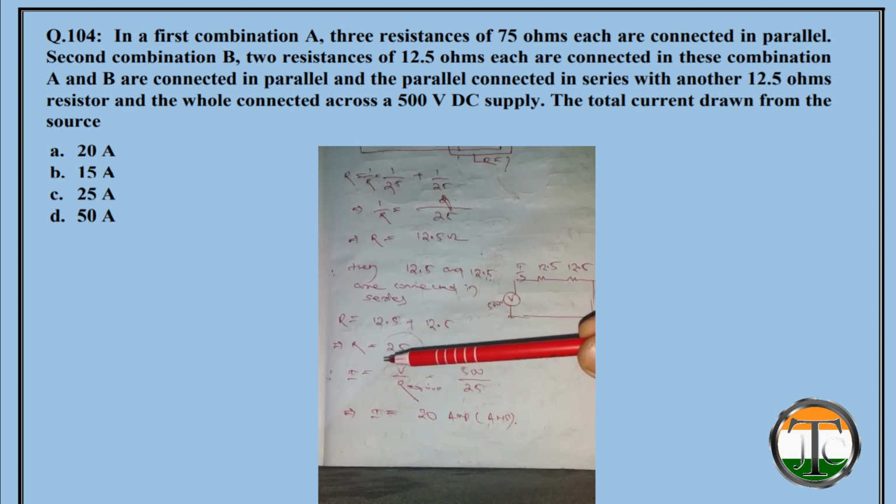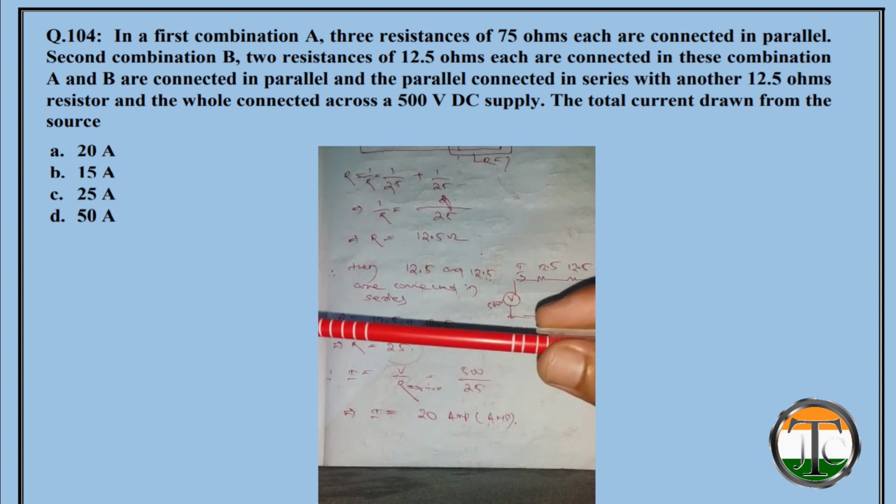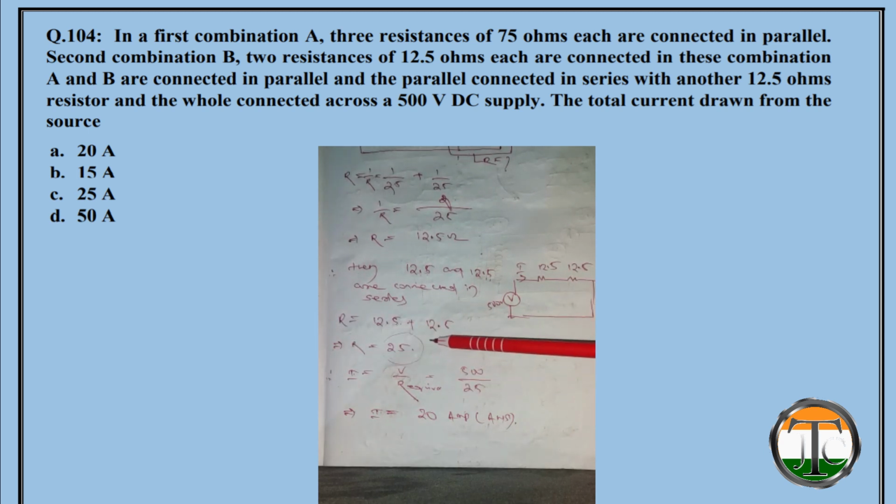Then we calculate the I. How will we find the I? We know V is equal to 500 volt and R is equal to 25 ohm. Then I is equal to V by R, so 500 by 25, I is equal to 20 ampere. So option A is the right answer, that is 20 ampere.